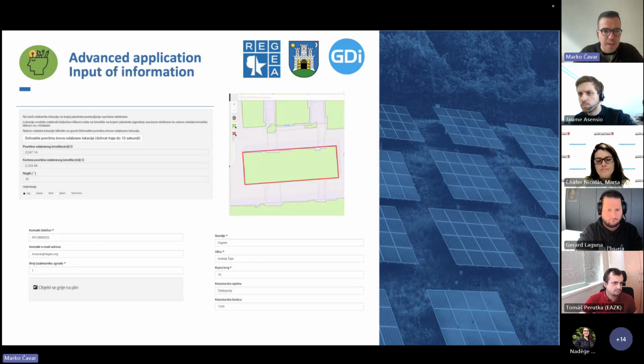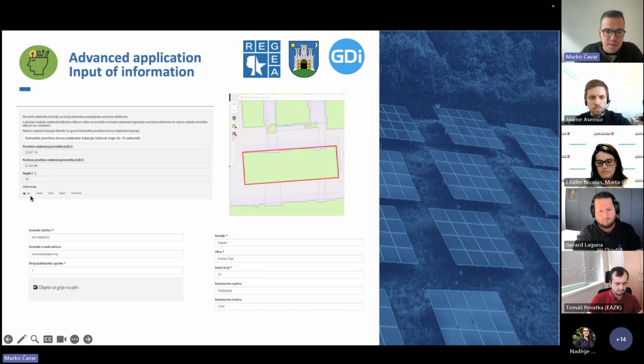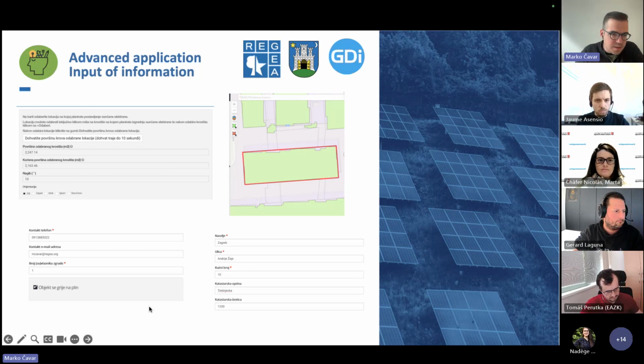So once when you go in the application, you can select again the roof, then the application directly inputs the area of the roof and the useful area. If you want to adjust it, maybe you don't want to analyze the whole roof, you can set in the incline, which is again directly through the application, and the orientation, is it north, south, east, or something else, and you insert the information about your contact. So these on the right are directly generated because it is a 3D map of Zagreb, while here you can see that is only some number and the email address.